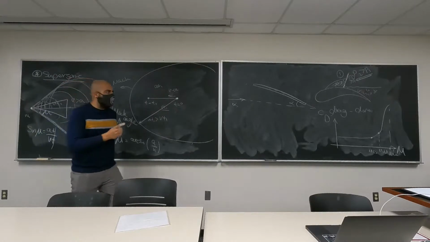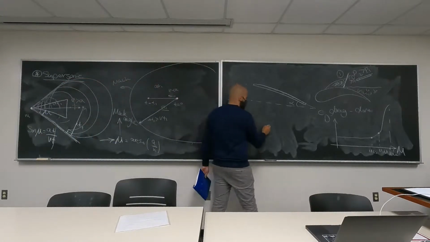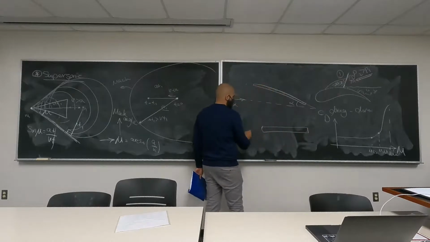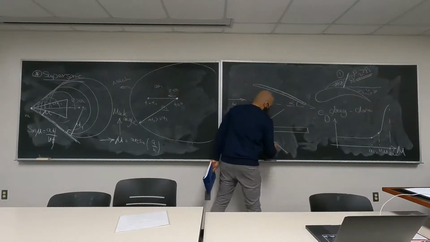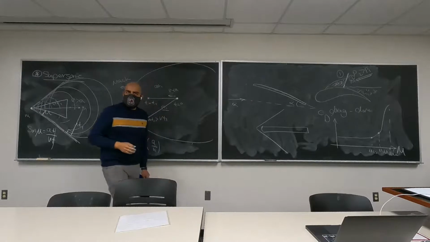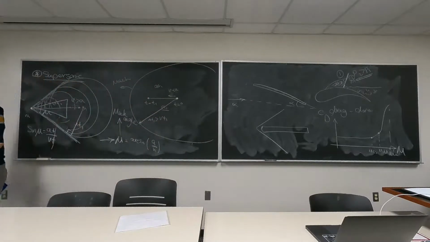So if the angle of attack was 0, so we had this flat plate, you would have seen an oblique shock wave, right, on both sides. But what will happen if the angle of attack is not 0?